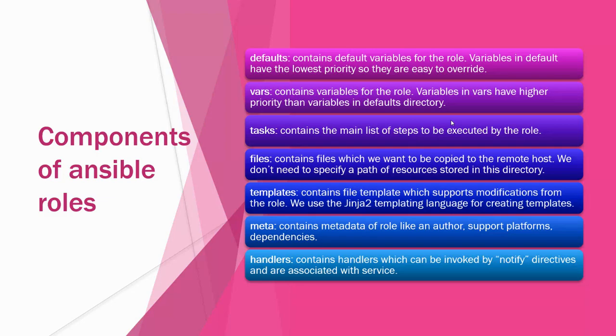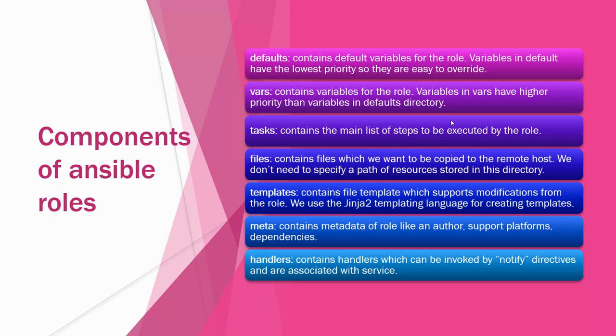You can say in a complete role, you can say task is an engine. Okay, and then files. Files contains files which we want to be copied to the remote host. We do not need to specify the path of the source stored in this directory. Got it? Just if you give the file name, it's enough. And then templates, it contains file templates which support modifications from the roles.